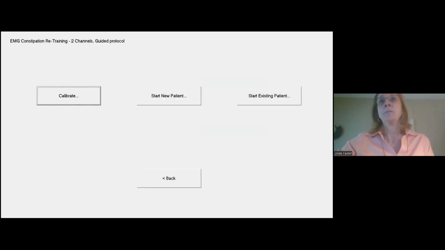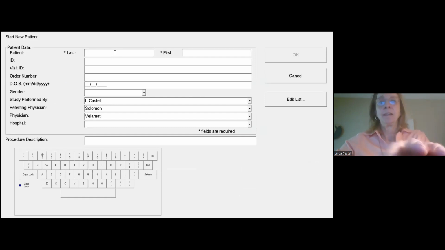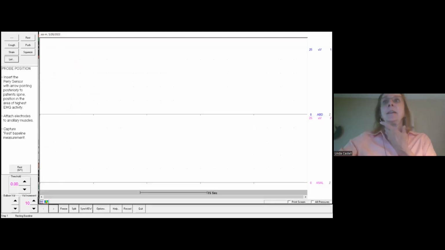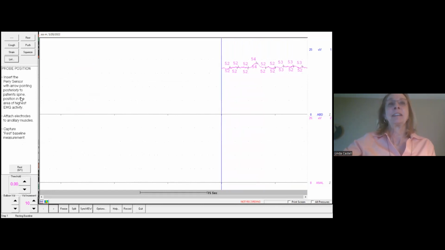I'm going to start a new patient. All right. And so the computer is going to tell you basically step by step on the left what to do. And these instructions are nice, but you kind of modify it for your patient. Your patient's going to kind of dictate your instructions, but this will be a little bit to guide you.